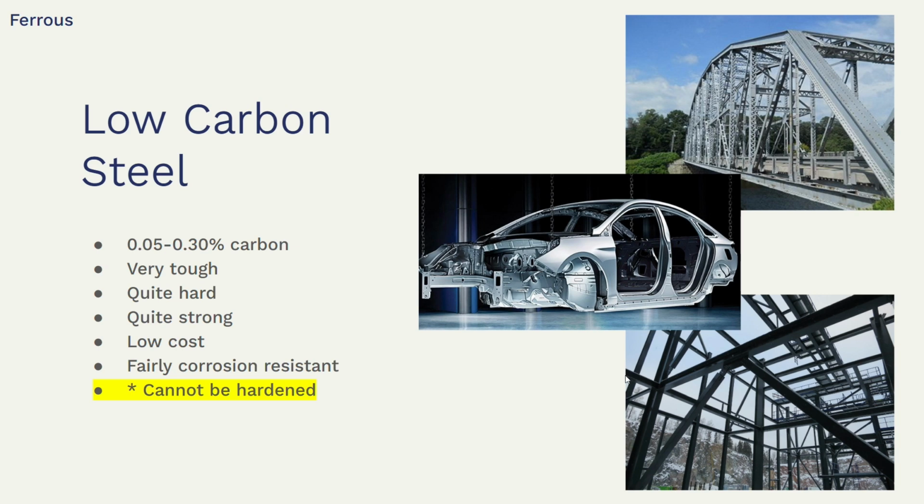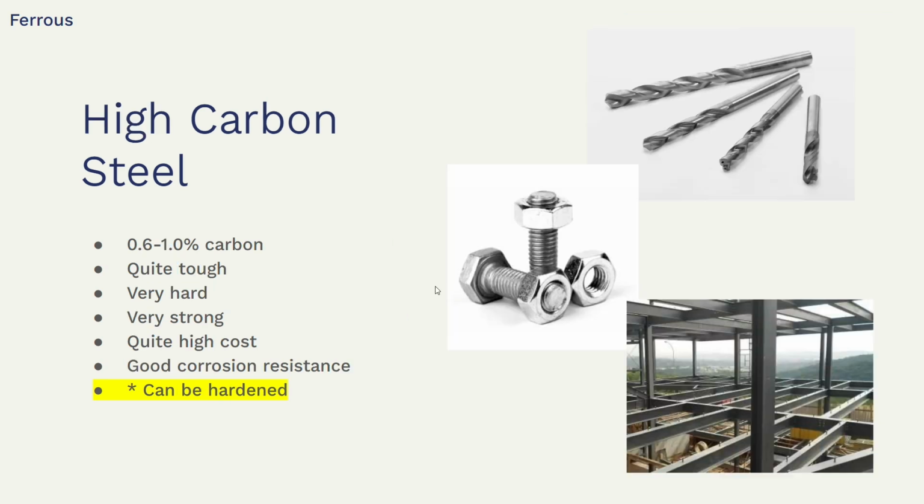Next, we have low carbon steel. This is usually 0.05 to 0.3% carbon. It is very tough, quite hard, and quite strong, and it still has a relatively low cost. It is fairly corrosion resistant, and one thing about low carbon steel is that it cannot be hardened. It is used in a variety of car parts such as the suspension or the chassis, and it's also used in construction.